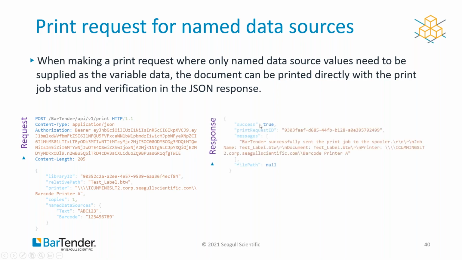And by response, obviously you'll get a true or false in terms of success. You'll get a print request ID, which identifies uniquely the request that was made, and any messages that were generated as part of that print job. So here we can see that the print job was successfully sent to the spooler.